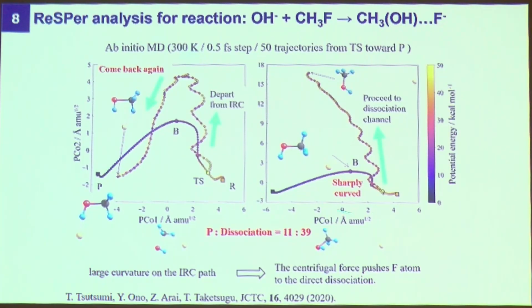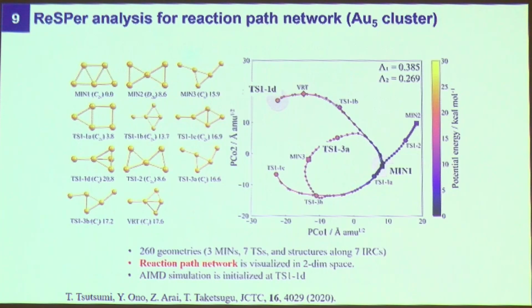But 80% of trajectories show this behavior. So, the fluorine atom succeeds in escaping from this moiety. So, an SN2 reaction occurs. So, from this analysis, people can understand what happened in dynamics based on the reaction path network, reaction pathways. So, next is the reaction path network.